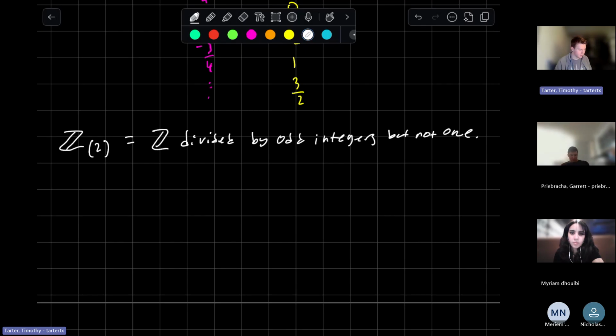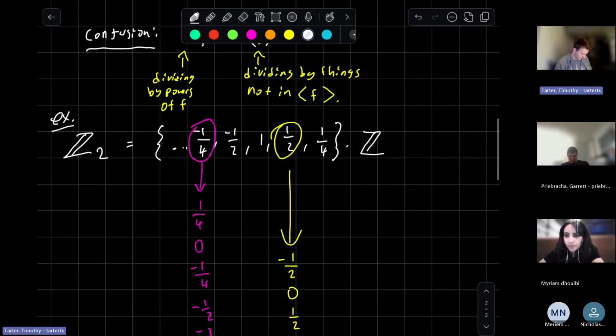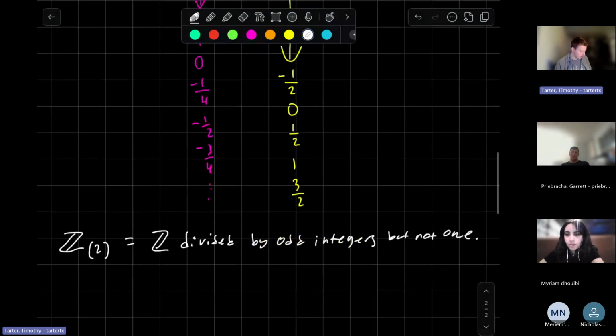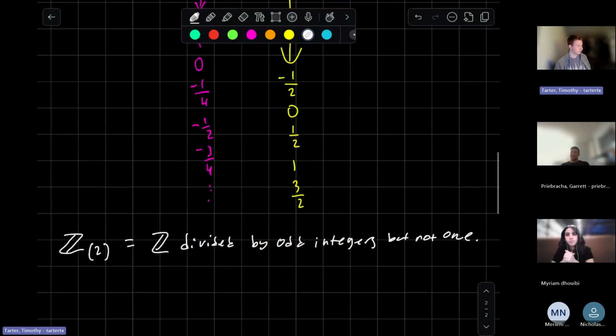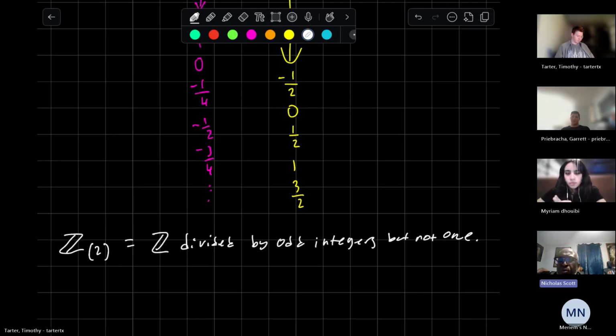So does that make sense? Cool. Okay. Any other questions about localizations of rings? I have more of an ontological question that I've been trying to think about, and I wanted to ask you, why are quotients so important in ring theory?